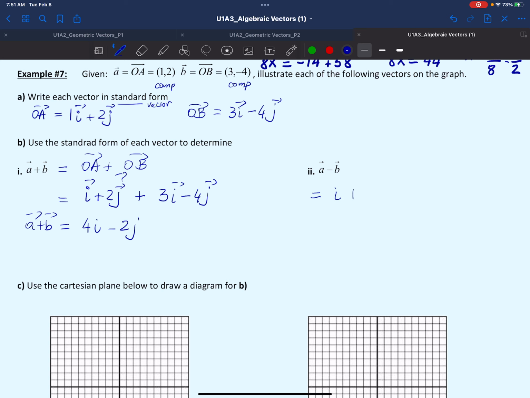So again, i plus 2j minus 3i minus 4j. So this would be 1 plus 2j minus 3i plus 4j, or negative 2i plus 6j. And vectors, vectors everywhere.